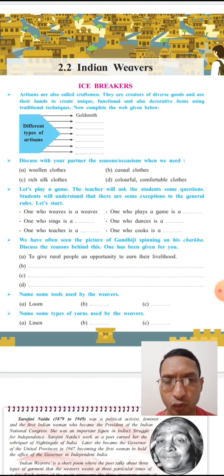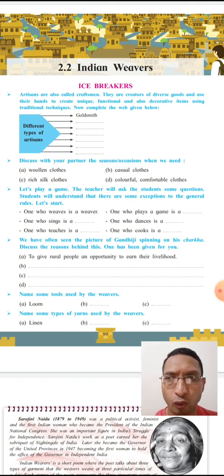For example, woolen clothes we wear in the winter season, or casual clothes we use in our day to day life, in offices and schools. Rich silk clothes are used in functions or special occasions, and colorful and comfortable clothes are used in our day to day life, as well as at functions like marriages or birthdays. All these clothes are made by artisans using their hands, and they create very unique things, applying their decorative and creative minds.